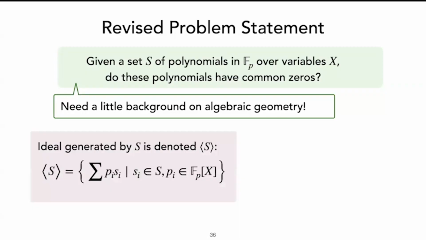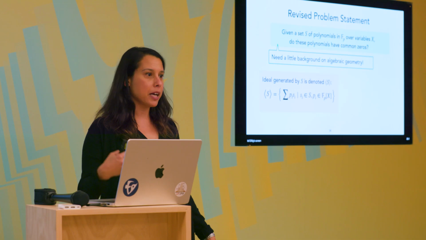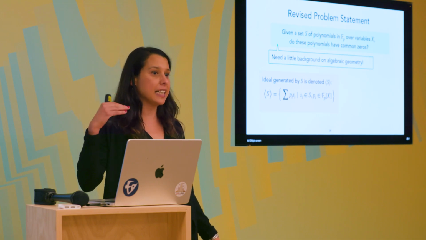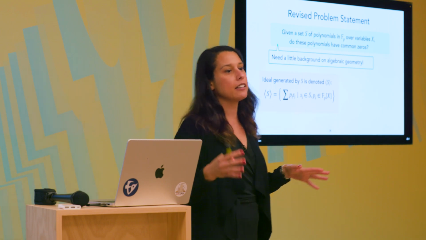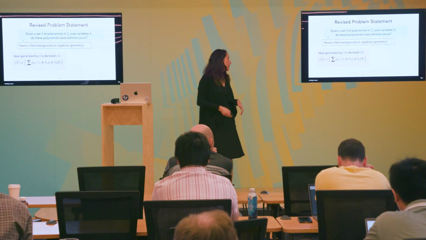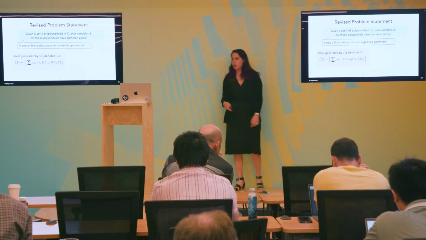So the first important background is the notion of an ideal. Just to recap, if I give you a set of polynomials S, the ideal that's generated by S is denoted using these brackets. Basically, it includes all polynomials that you can obtain by taking the polynomials in set S, multiplying them by arbitrary polynomials p_i, and then adding them up. So any polynomial that can be written in this form is in our ideal.